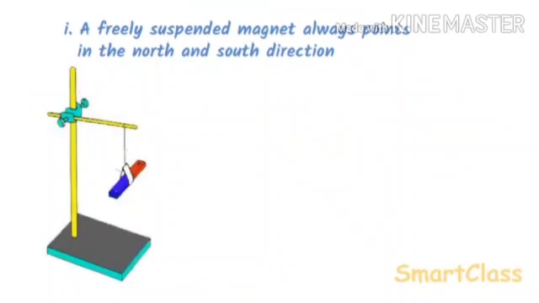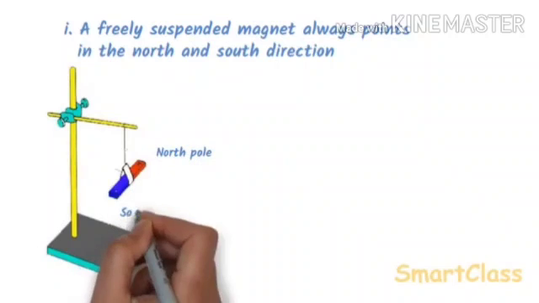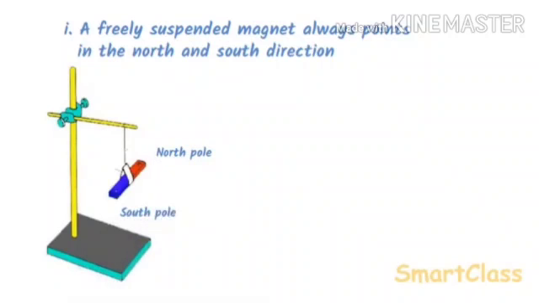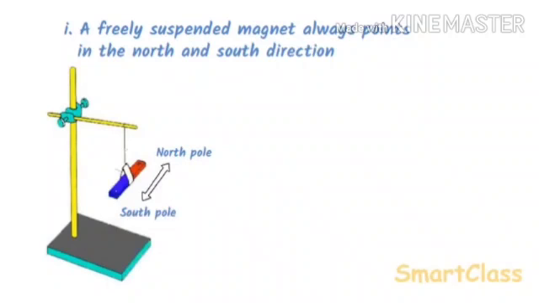If a bar magnet is suspended freely, it will swing for a while and come to rest with one end pointing towards the north pole of the earth, while the other end points towards the south pole of the earth. The end of the magnet which points toward the north direction is called the north pole of the magnet, and the end which points towards the south direction is called the south pole of the magnet.